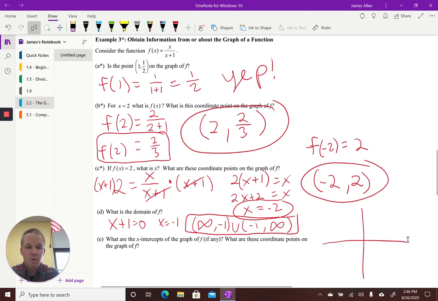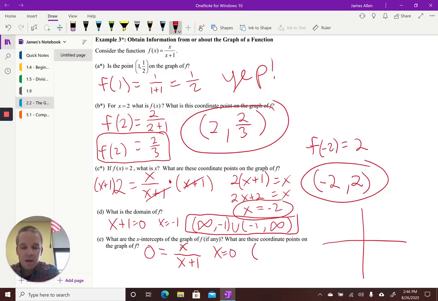What's my y value? My y value is 0, so my function value is 0. So if I were to take this and set it equal to 0, x over x plus 1, I want to get this to equal 0. Well, the only way I'm going to get this to equal 0 is if my numerator is 0. Okay? So if I had like 2x plus 5 in the numerator, I'd have to set that equal to 0 and solve. But I just have x in the numerator, so x is going to be equal to 0.